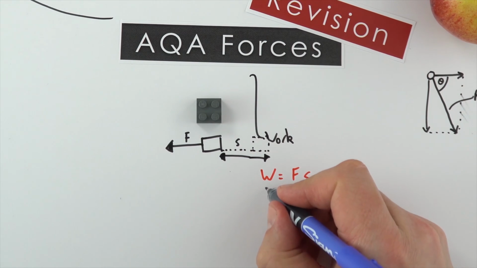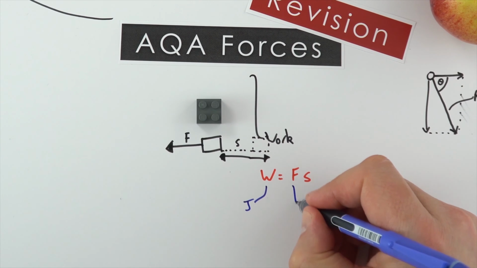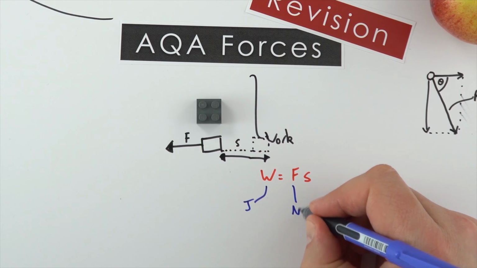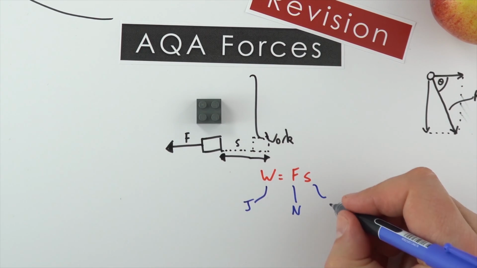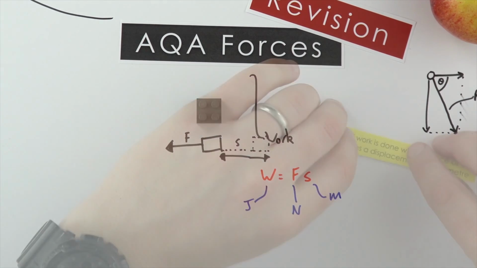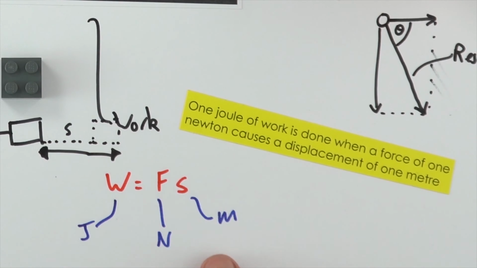Now, work done and energy transferred are both measured in joules. We've got our force measured in newtons and our displacement, the distance that it travels in the direction of the force, is measured in meters. And this then gives us the definition of what 1 joule is. So 1 joule is the work done when a force of 1 newton causes a displacement of 1 meter.